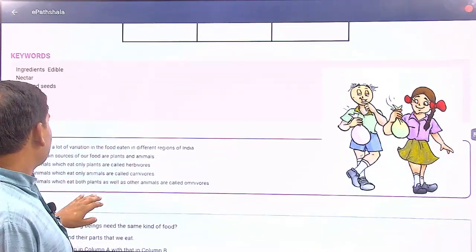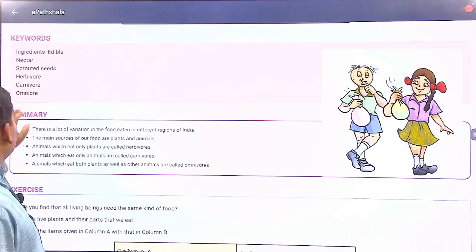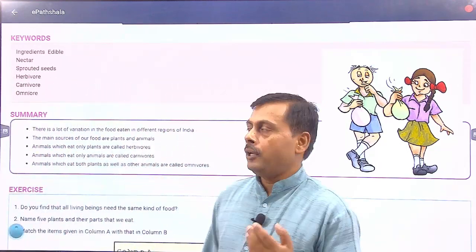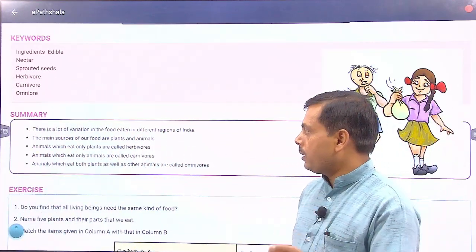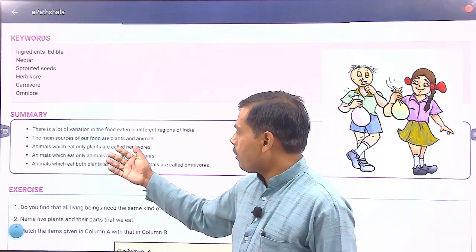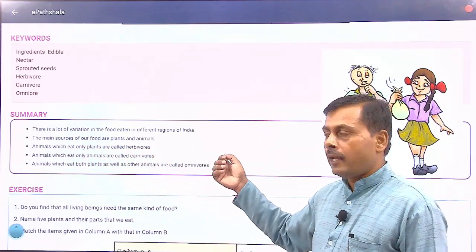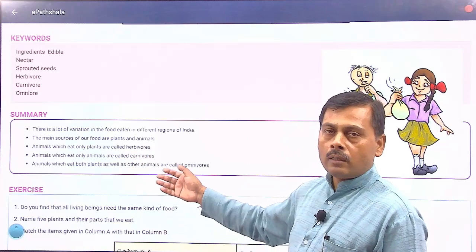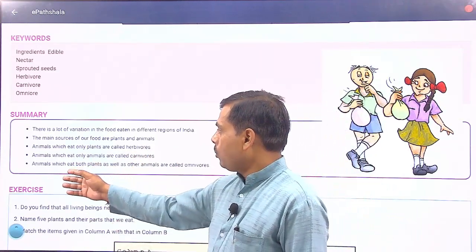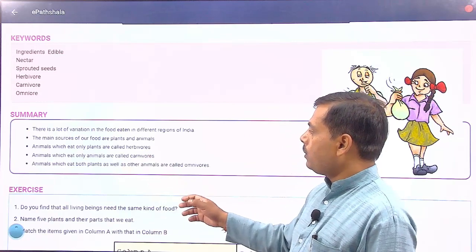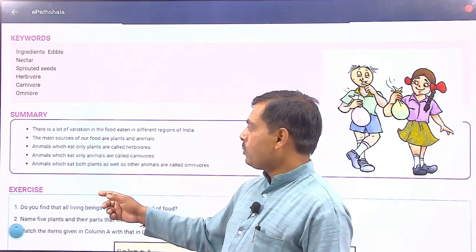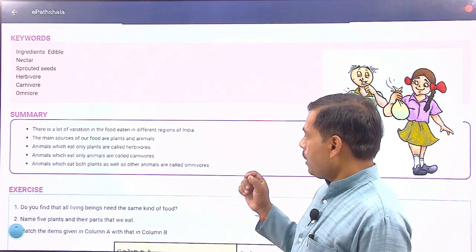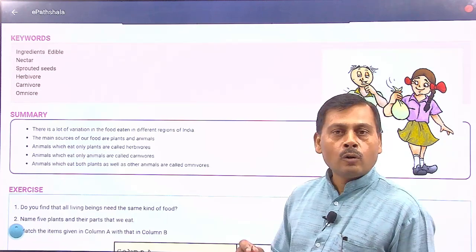Now we find the summary. At last, there is a lot of variation in the food eaten in different regions of India. The main sources of our food are plants and animals. Animals which eat only plants are called herbivores. Animals which eat only animals are called carnivores. Animals which eat both plants as well as other animals are called omnivores.